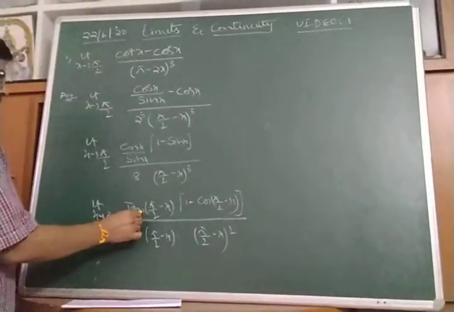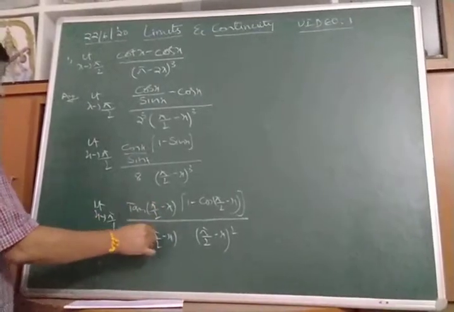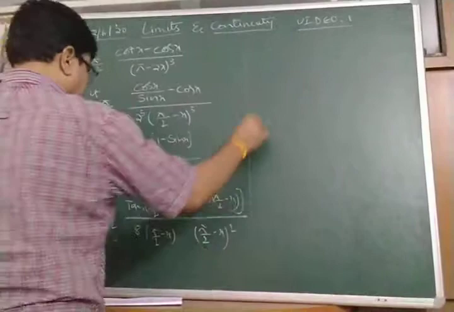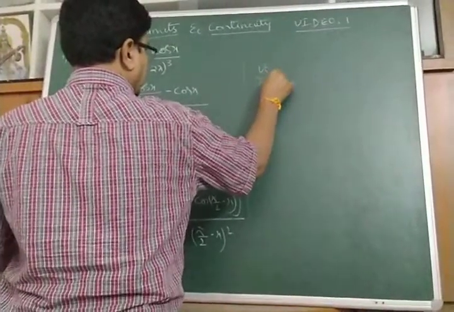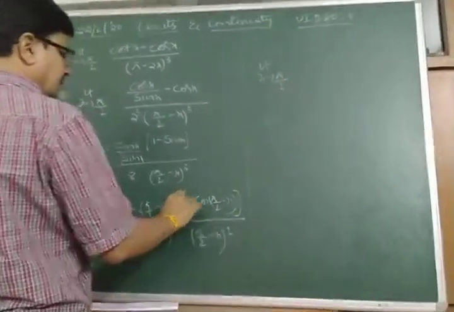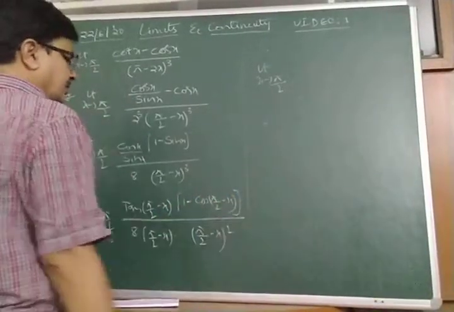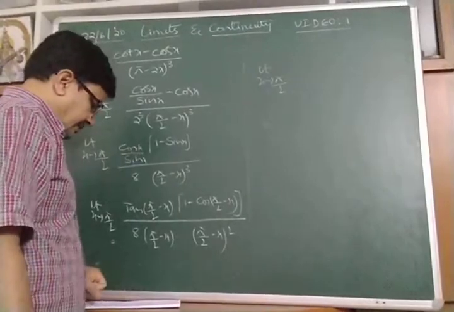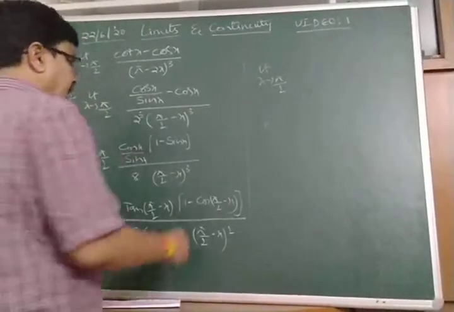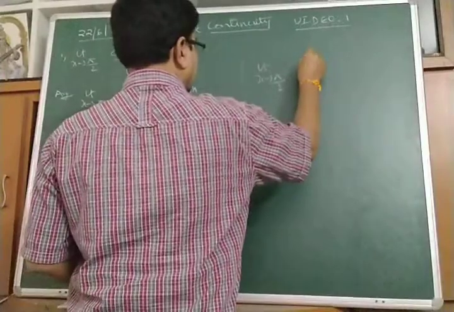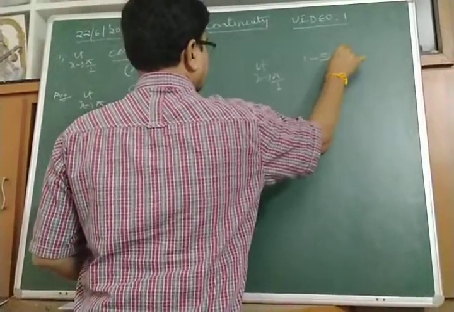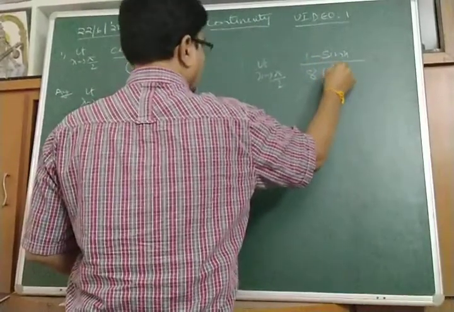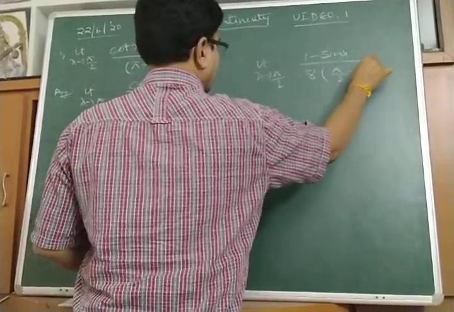Now this is of the form tan theta by theta, so this is 1. So that is 1 by 2. Limit x tends to pi by 2 of 1 minus sin x by 8 into (pi by 2 minus x) whole cube.